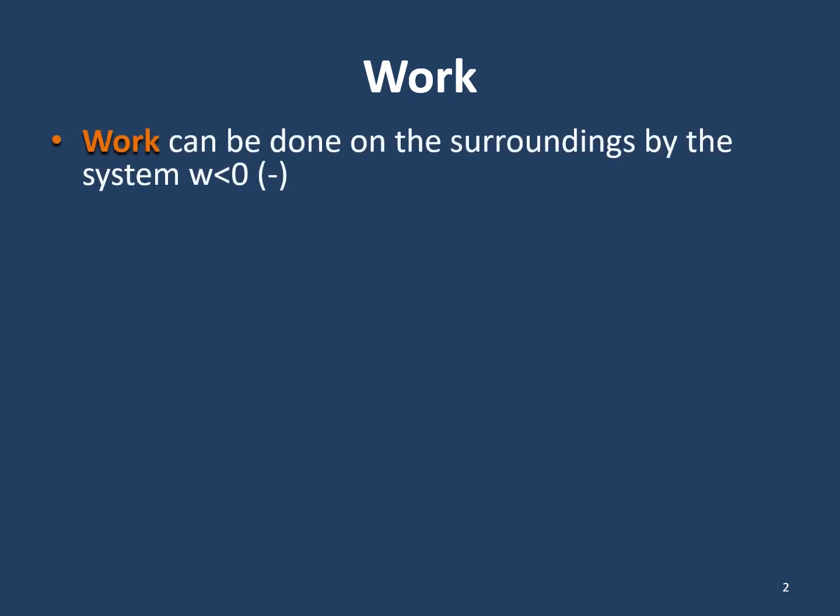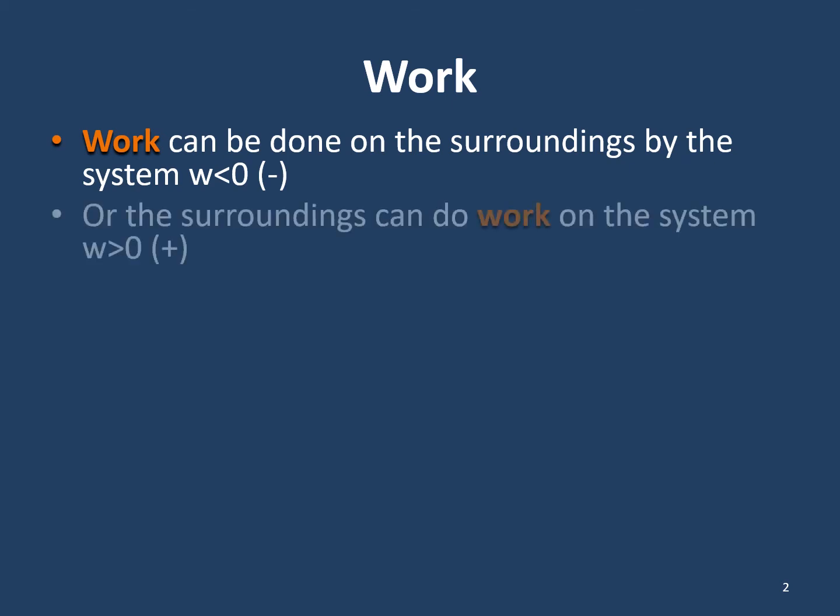So, work. Work can be done on the surroundings by the system. In other words, the system is doing the work. In this case, W for the system would be negative. Nobody likes doing work, neither does the system. We're losing energy because the system is doing the work. Work can also be positive though. If the surroundings is doing the work on the system, the system's getting work done for it. That's a positive thing for the system. Work for the system is going to be positive in this scenario.